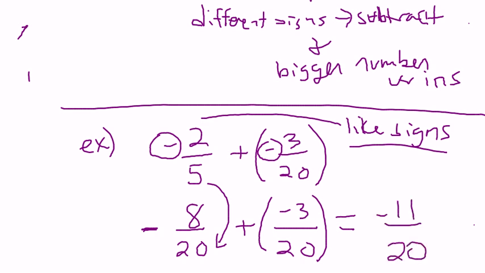And again, we knew that answer was going to be negative because we said we're just going to add those two numbers in their positive form. 8 plus 3 is 11, 11/20, and then just keep the sign of the problem. So that is a good rule to do when you have like signs. Okay, hope that helps. We're going to try one more of those.